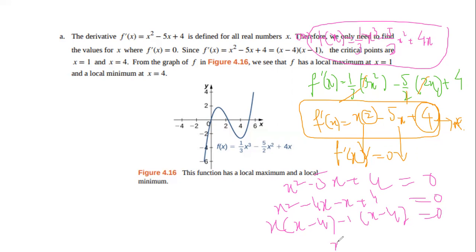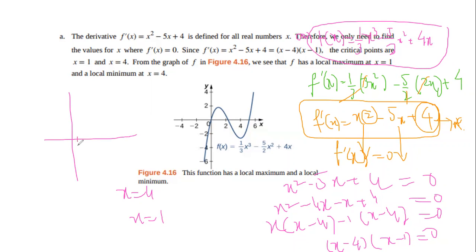So this will be (x − 4)(x − 1) = 0. This means that x − 4 = 0 and x − 1 = 0, so x = 4 or x = 1. Okay. Now I have to graph it.